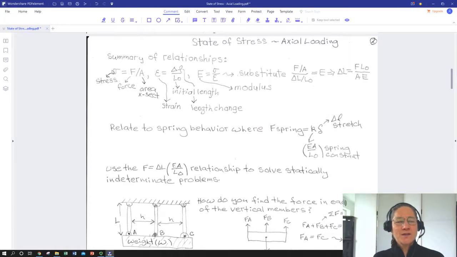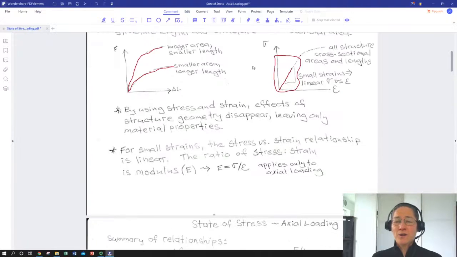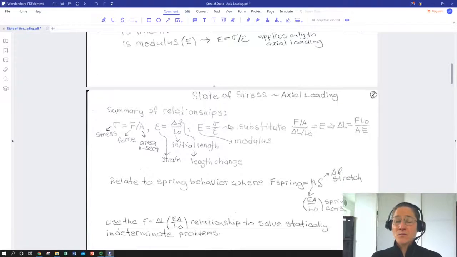If we summarize those relationships: stress equals applied force divided by cross-sectional area, and strain equals elongation, or change in length, divided by initial length. If we ratio stress and strain, we're going to get the slope of this line, the slope of that linear area up here. And I said that was a material property. That is known as modulus.